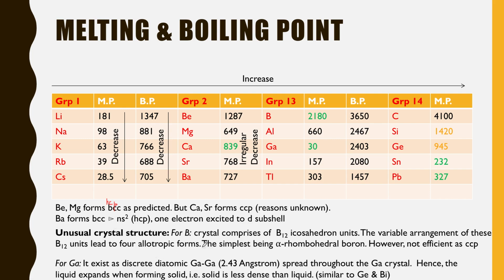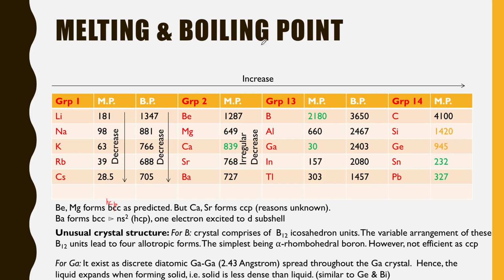Okay, now let us move further to the group 13 elements. In group 13, what you find is that there is an unusual increase in the melting point in the case of boron, and there is an unusual decrease in the melting point when it comes to gallium. Now we have to find out why that is so. And in both these deviations, what is important to know is that it comes as a result of the unusual crystal structure of these elements.